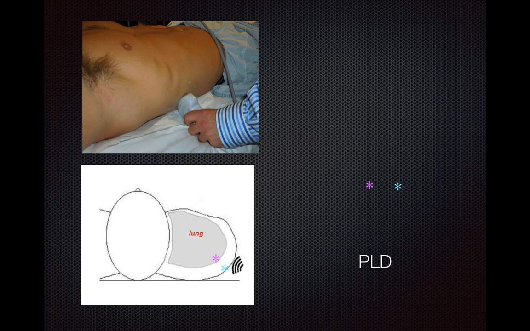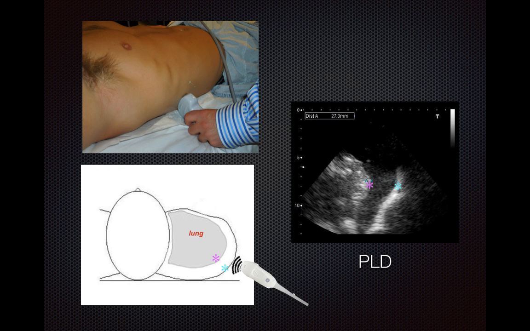And in this transverse plane, we're going to measure the PLD. The PLD is the distance between the posterior chest wall and the lung base. And this PLD is what we will use in our calculations to estimate pleural effusion volumes in our patients.